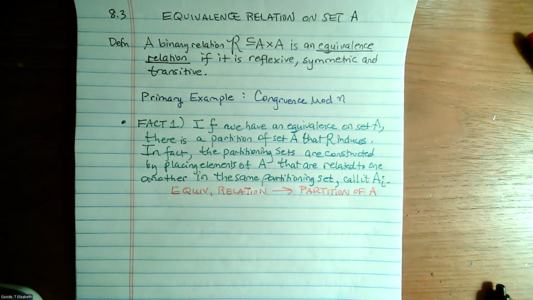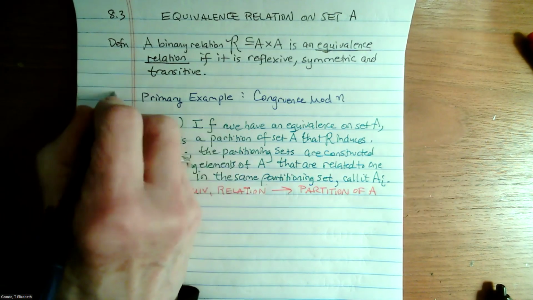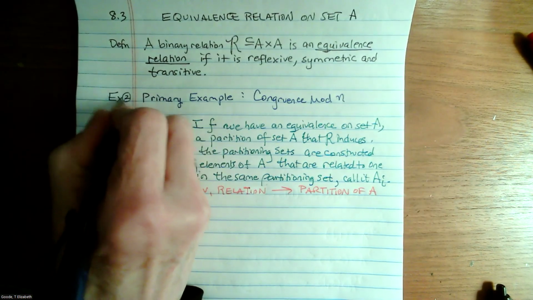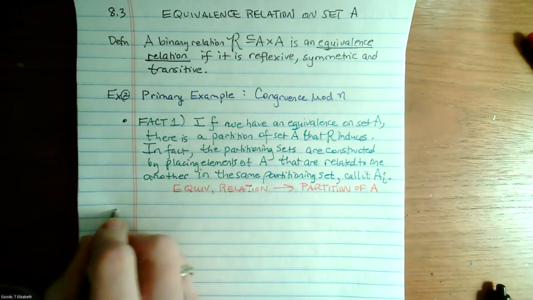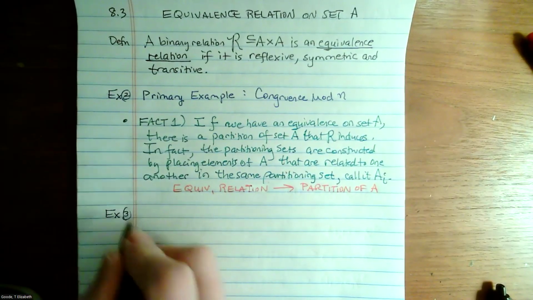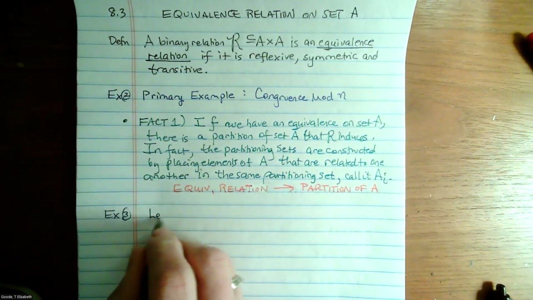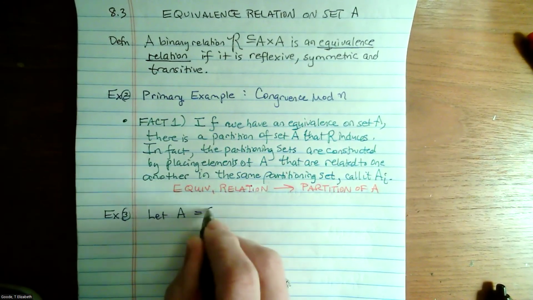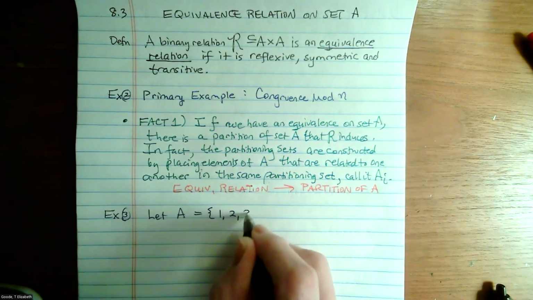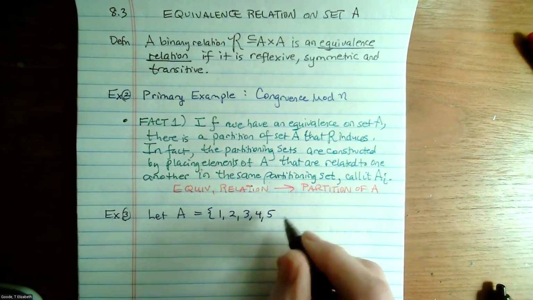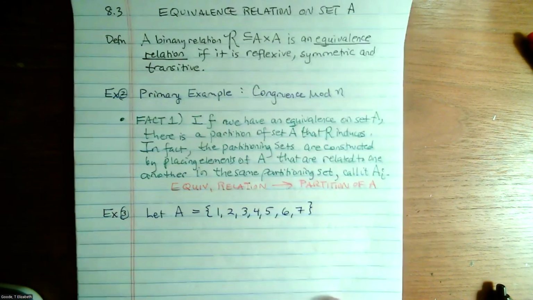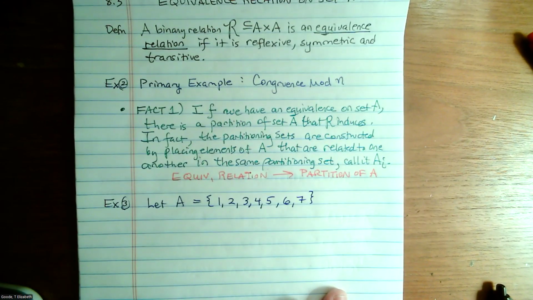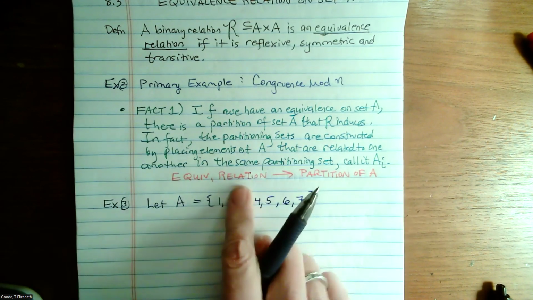So here's the primary, I'll call this example 2. The primary example of an equivalence relation was congruence mod n. Here's our example 3. We're going to play the game. We're going to let A be the set that contains 1, 2, 3, 4, 5, 6, and 7. Now we're going to build an equivalence relation so that we can practice getting the partition from it.